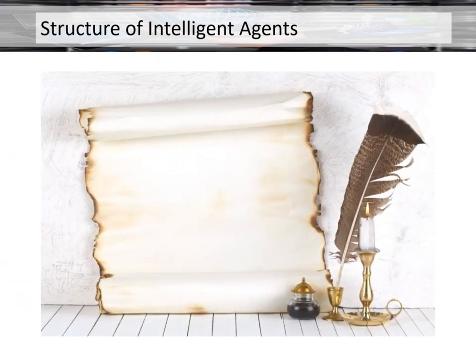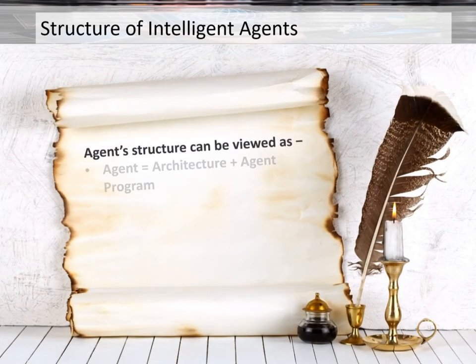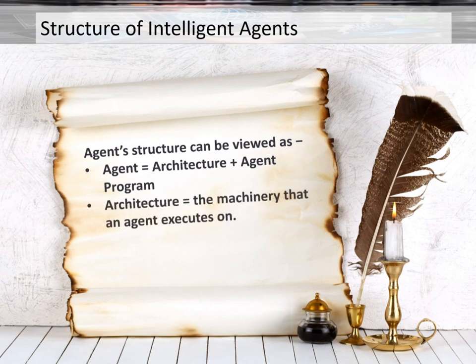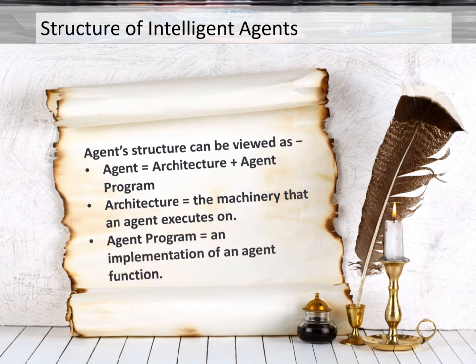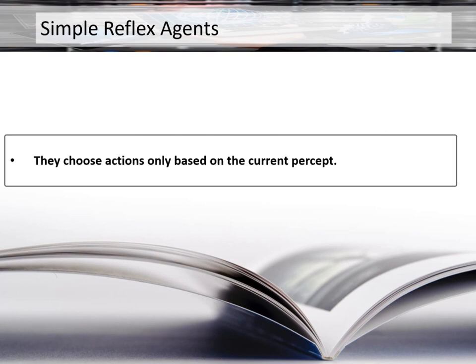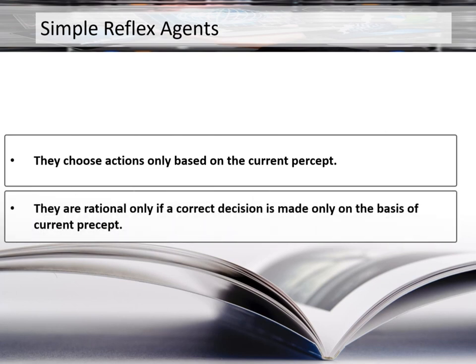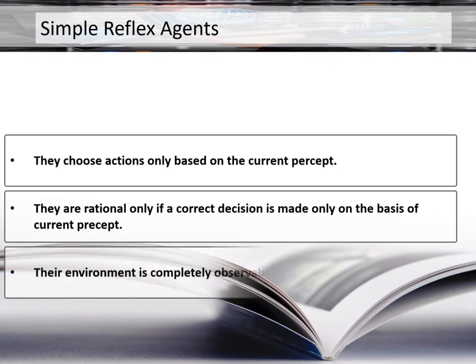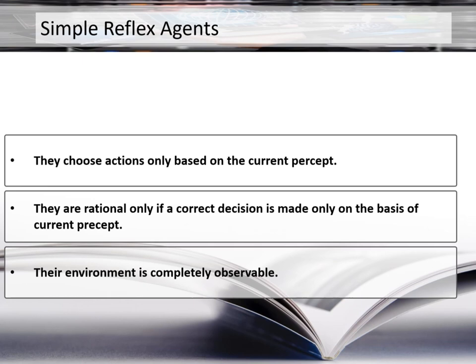Structure of intelligent agents. Agent structure can be viewed as agent equals architecture plus agent program. Architecture equals the machinery that an agent executes on. Agent program equals an implementation of an agent function. Simple reflex agents choose actions only based on the current percept. They are rational only if a correct decision is made only on the basis of the current percept. Their environment is completely observable.